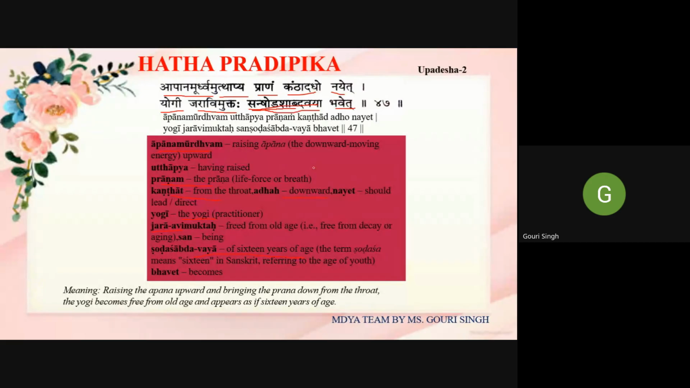So that means when the apana and prana vayu flow in the proper direction, some changes automatically occur in our body, so that the person becomes free from jara, that is old age, and becomes young. How a young person looks, the appearance, the blood circulation, the bodily movement, how a young person is disease free, in the same way that person will look, and becomes converted to a 16-year-old.